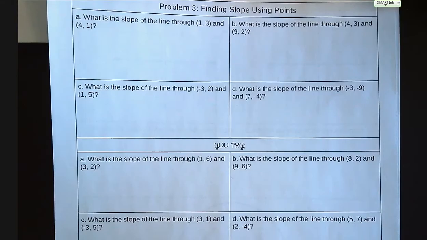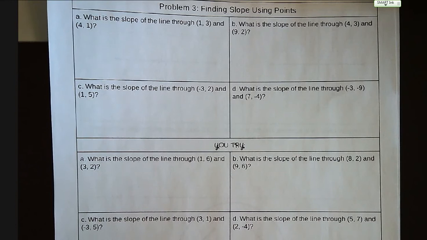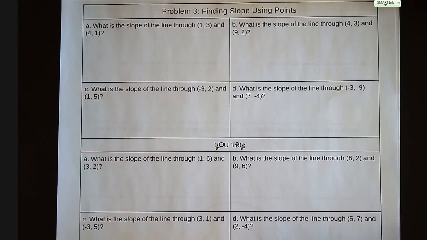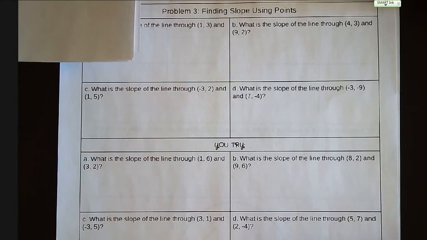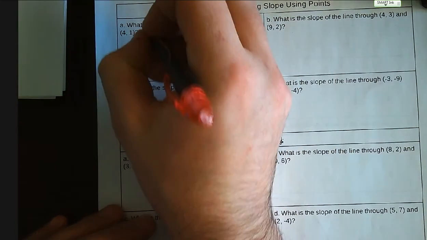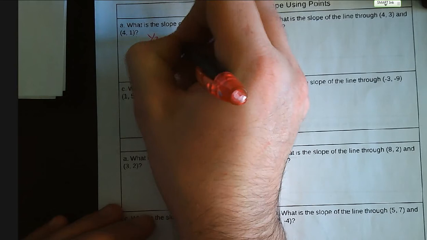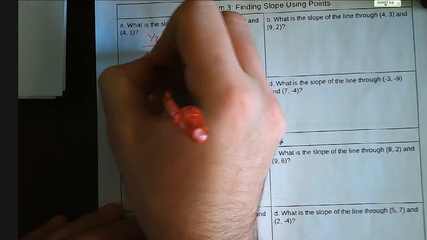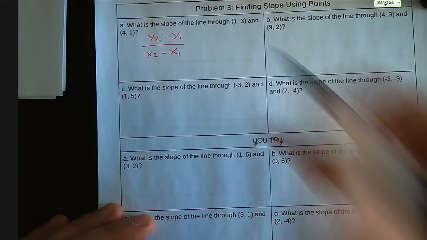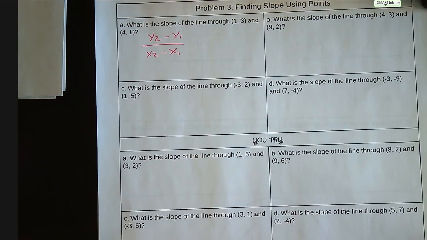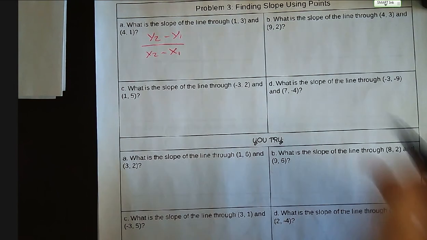So next up, we have finding the slope using 2 points. And this is where we're going to use our change in y over change in x equation. So Mr. Wolf is writing this equation in. y2 minus y1 is equal to x2 minus x1.